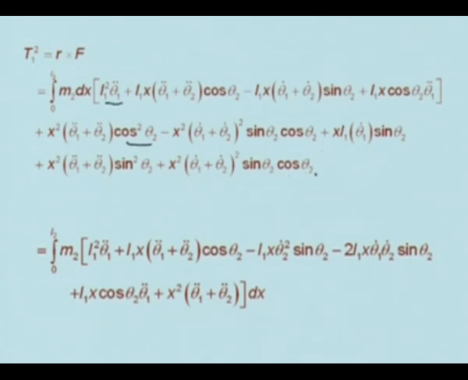Which can be written as integral from 0 to L2, M2 L1 square theta 1 double dot plus L1 cos theta 2 (theta 1 double dot plus theta 2 double dot) minus L1 x theta 2 dot square sin theta 2 minus 2 L1 theta 1 dot theta 2 dot sin theta 2, this is L1 x cos theta 2 theta 1 dot plus x square (theta 1 double dot plus theta 2 double dot) dx.